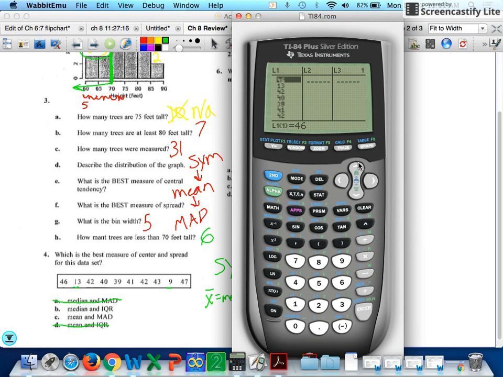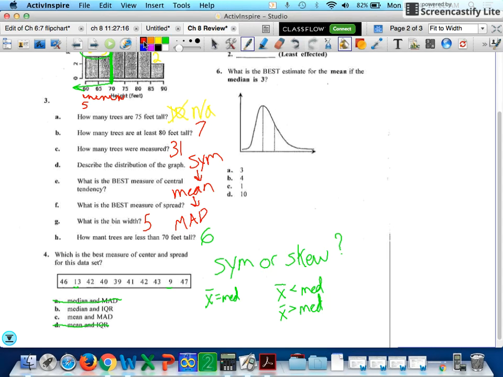And now I'm going to go stat, calculate, and we're going to calculate our one variable statistics on list 1. What I'm looking for is a comparison between that mean and that median. I see that here for that data set, my mean is 36.2, but my median is 41.5. That's a pretty big difference there. They are almost 5 units away from each other, or a difference of 5. So what that tells me is that we have skewed data.